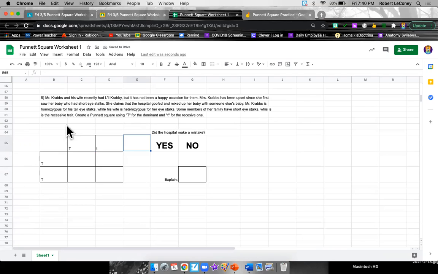And now you fill that out and find out, is it possible that they have a child who is recessive, meaning homozygous recessive? Yes or no? Is it possible that the little kid will have 2 little t's? And then, did the hospital make a mistake? Yes or no? If it's impossible for them to have a recessive child, then yes, the hospital made a mistake. If it's not impossible, then we can assume no, they didn't. And then explain whatever your answer is, why you chose it.